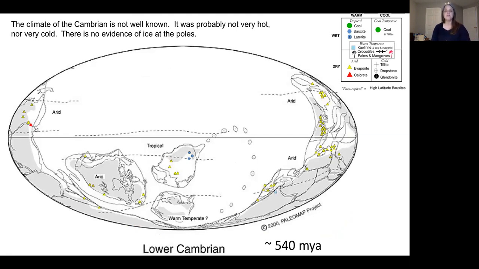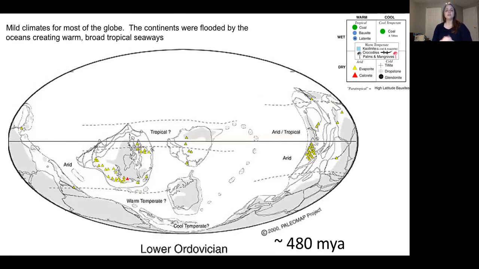So this is the beginning of the Cambrian period, so the very beginning of the Phanerozoic, and we don't know all of the details at this spot, but it was probably not very hot and probably not very cold. So it's somewhere in the middle. And at that time, there was no evidence of ice at the poles. As we move forward through time, 480 million years ago, we had a relatively mild climate for most of the planet. Continents were flooded by oceans, creating these warm, broad tropical seaways. Think Mediterranean is what you should be thinking about in terms of that climate.